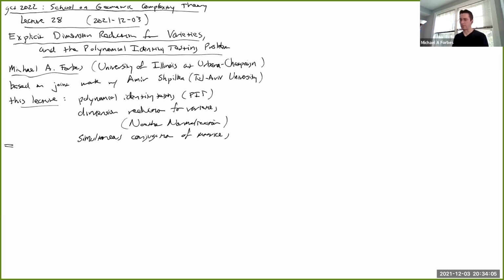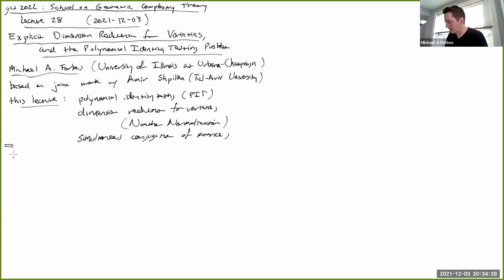And then I'll try to relate PIT to dimension reduction for varieties in the sense of the Noether normalization lemma, at least one version of the lemma, which I'll define. And then I'll apply that to simultaneous conjugation of matrices, which is a group action that has somewhat appeared already in this school and is related to invariant theory, which was the topic of several earlier lectures.